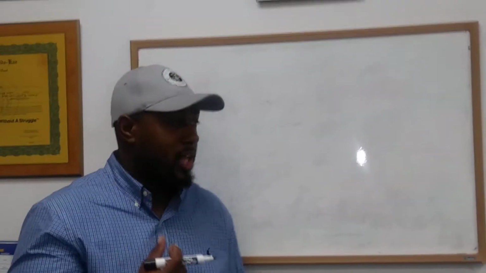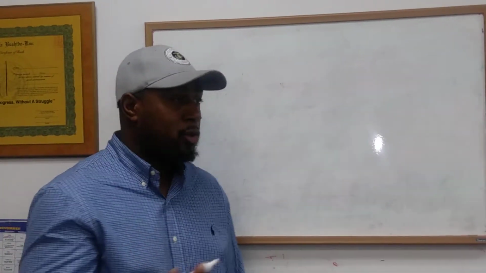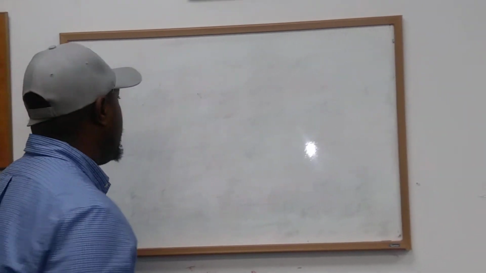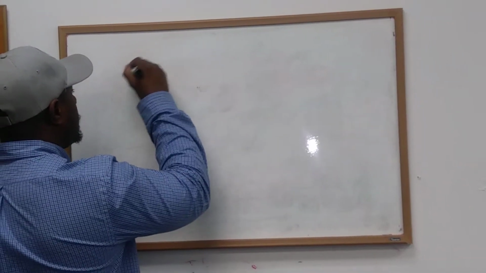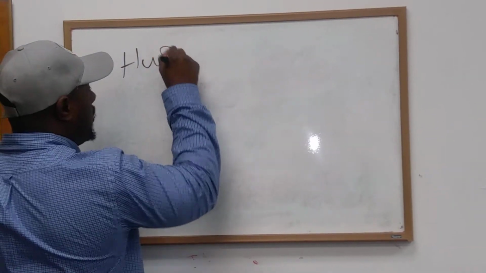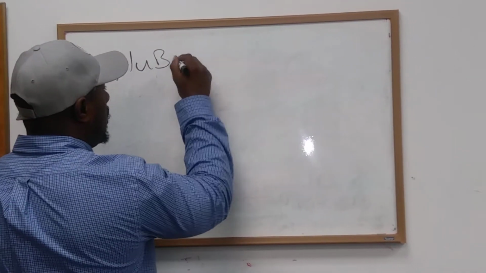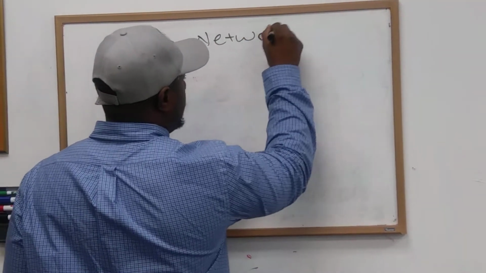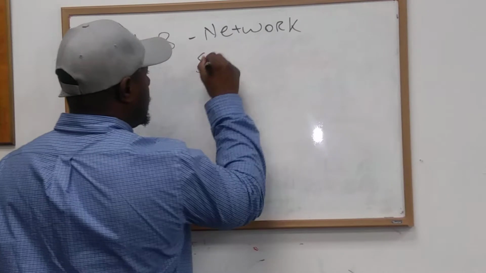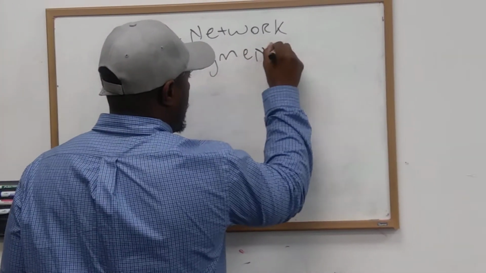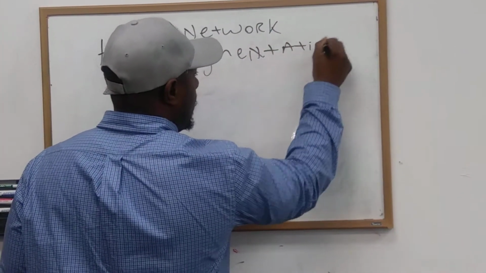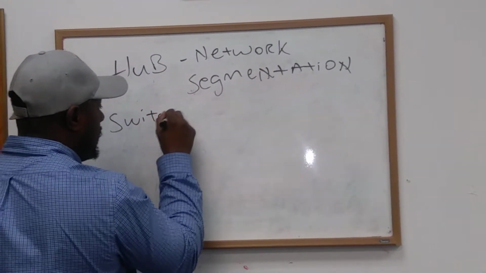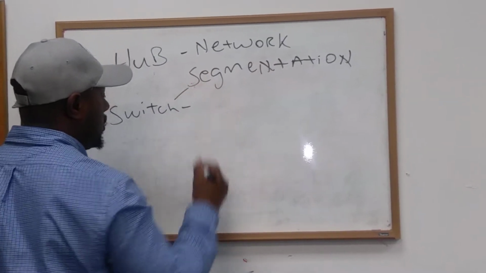I wanted to talk today about the differences between what is called full duplex and half duplex, and how this relates to Cisco devices. So you have a hub. An original device is a hub. A hub offered what's called network segmentation. This was the first type of network segmentation. And then after the hub, you had a device that was called a switch, and that provided network segmentation.